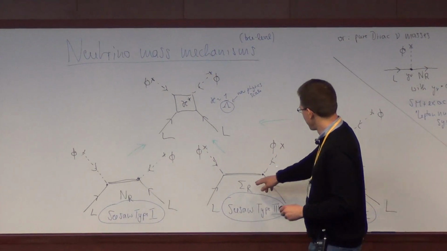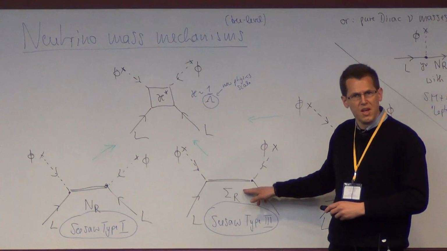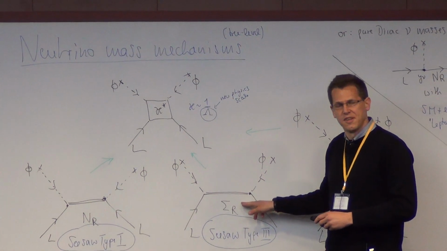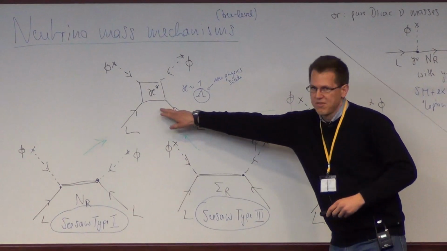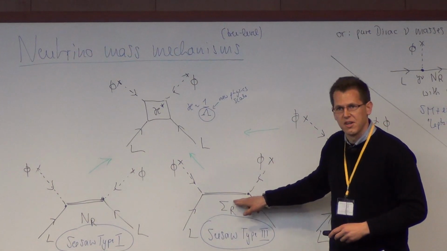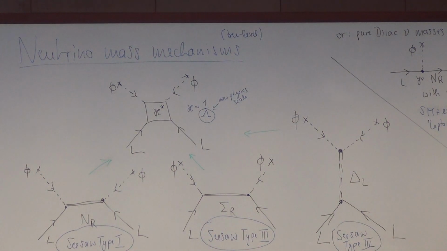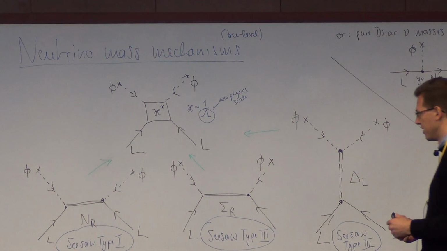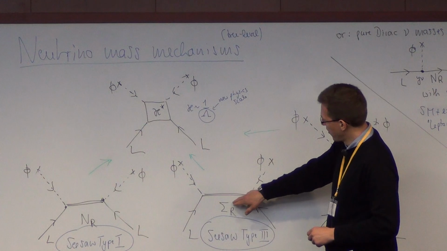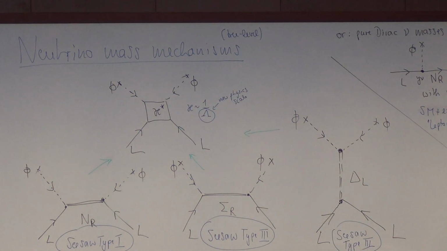Second possibility, instead of singlet fermions, you can have SU(2) triplet fermions, which can do the same thing. Also, if you shrink this here together, dimension 5 operator. The only difference is that this here is charged under the SU(2), so it's a triplet, so it has different phenomenological consequences in the end. But also fermion exchange kind of in this way, type 3 seesaw.